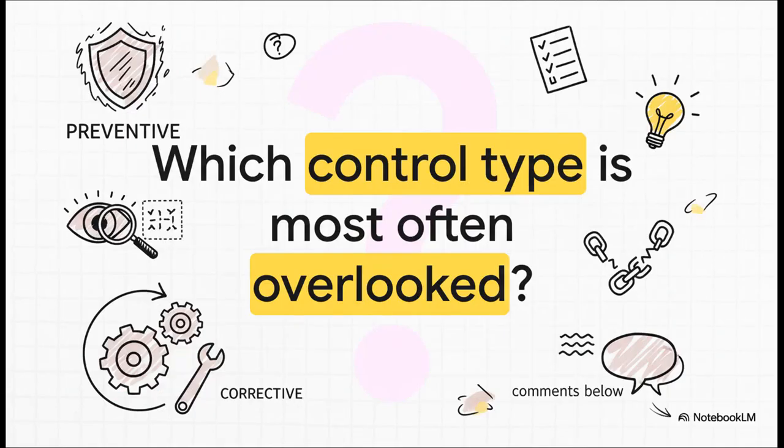All right, I'm going to leave you with a final thought to chew on. In your experience as an audit professional, which one of these three control types, preventive, detective, or corrective, do you feel gets overlooked the most by organizations?